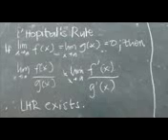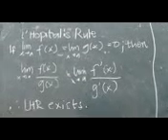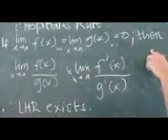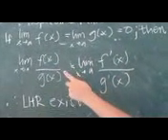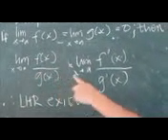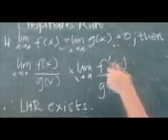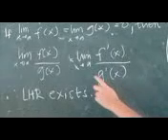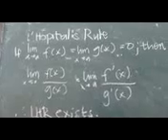L'Hopital's rule states that if the limit of f of x as x approaches a equals the limit of g of x as x approaches a equals 0, then the limit of f of x over g of x as x approaches a equals the limit of the first derivative of f of x over the first derivative of g of x as x approaches a. Then we can say that the limit exists. So we define L'Hopital's rule as a method of differentiation to solve indeterminate limits.